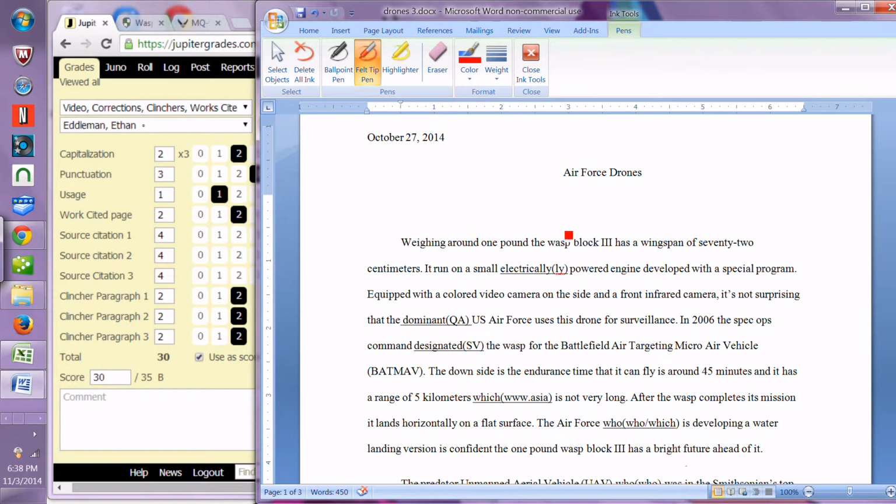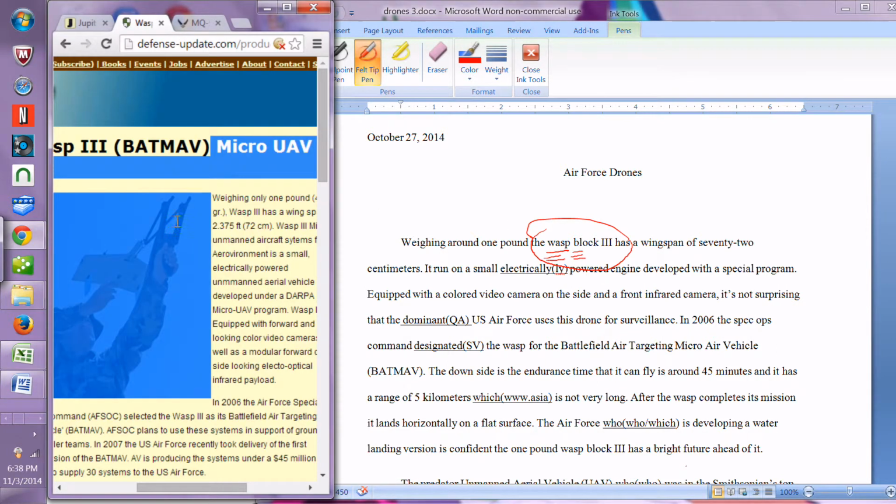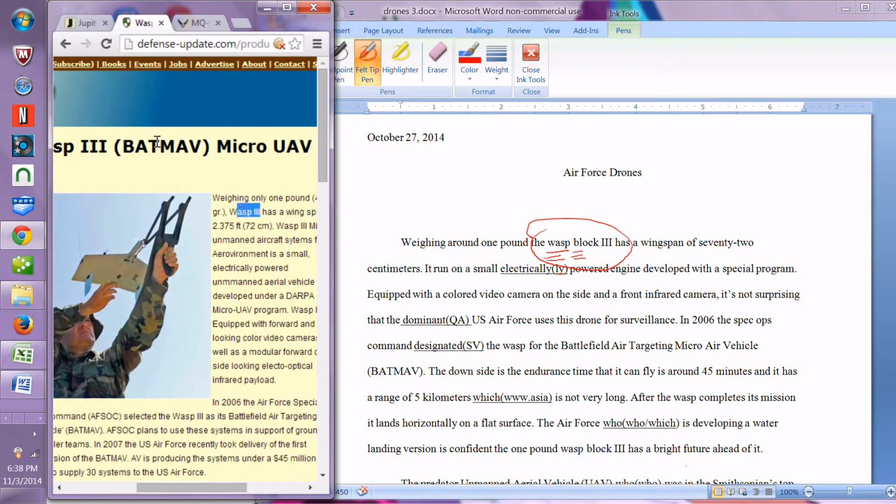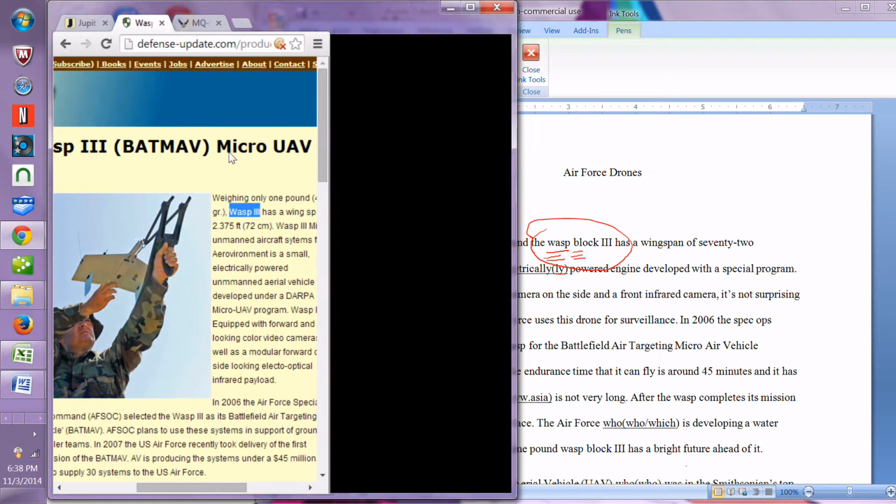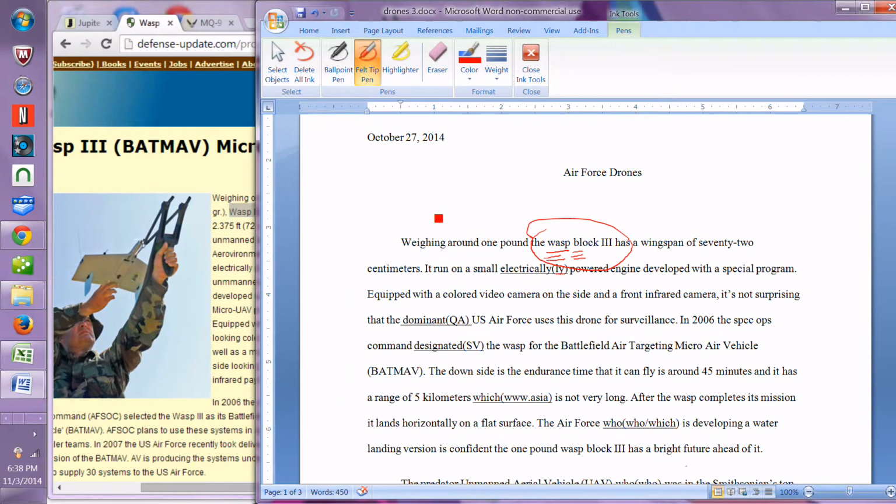Right here, this WASP block 3. This was the capitalization error. These should all be uppercase. And I looked back at your source material and I see that they capitalized here this WASP 3. So I'm assuming it needs to be capitalized. So always go with your source on the capitalization if you're unsure.